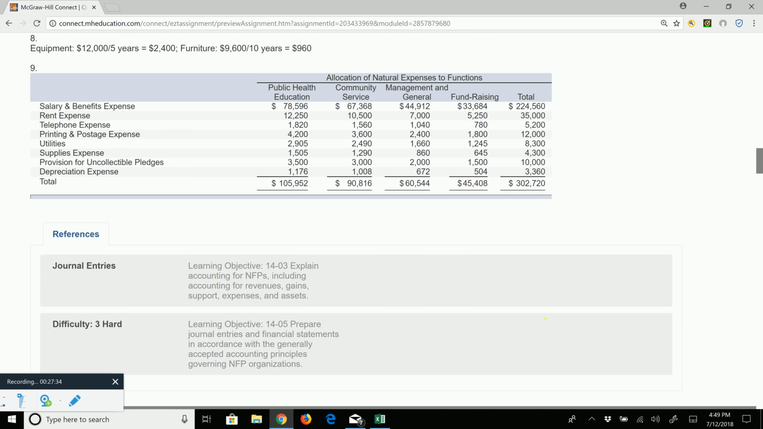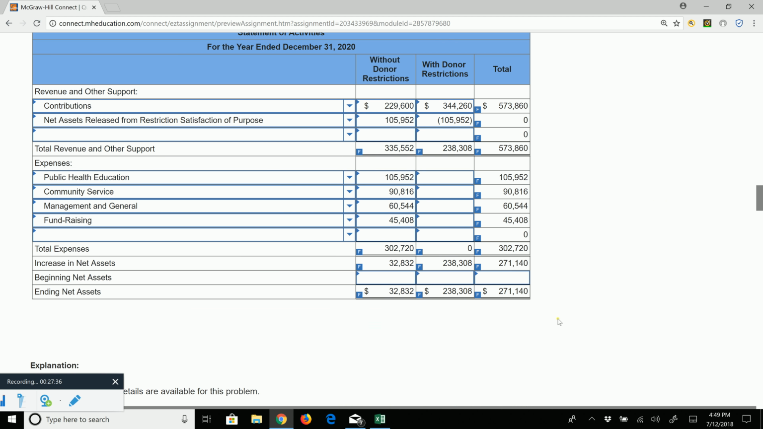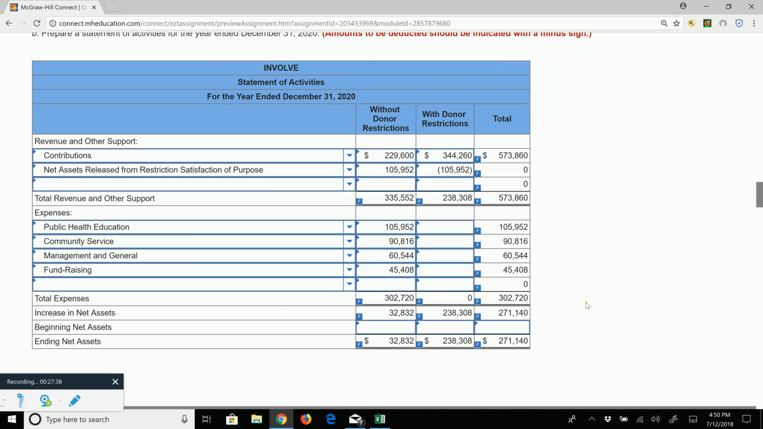After all of those journal entries, here are our financial statements. The first one is the operating statement, known as a statement of activities. And as I've been explaining all along, it comes with two columns. One column without donor restriction and another column with donor restriction. And I wanted to point out two things.